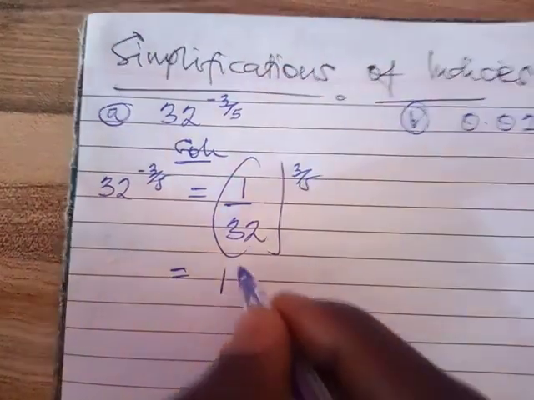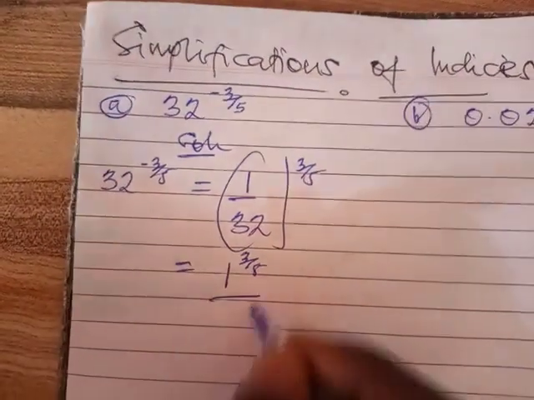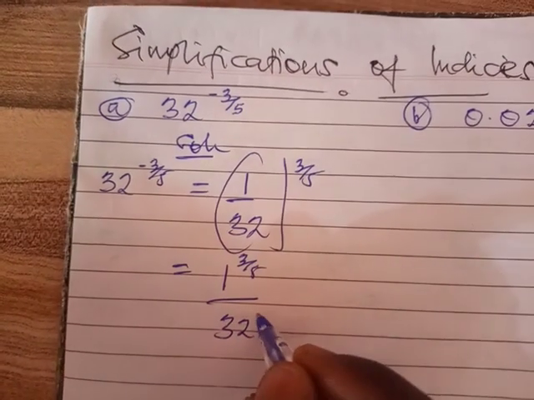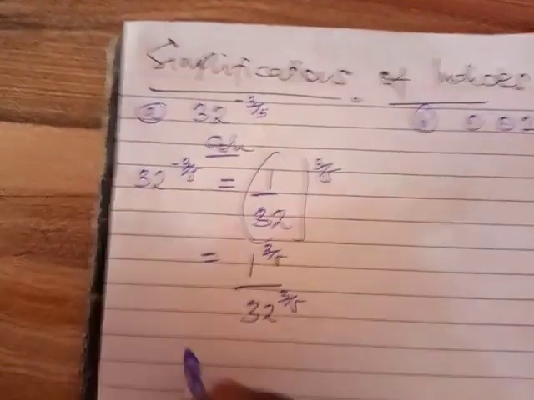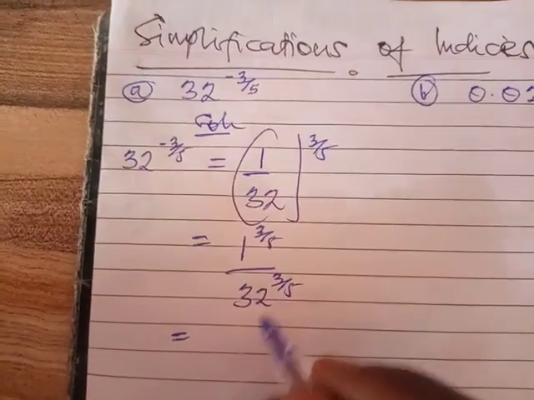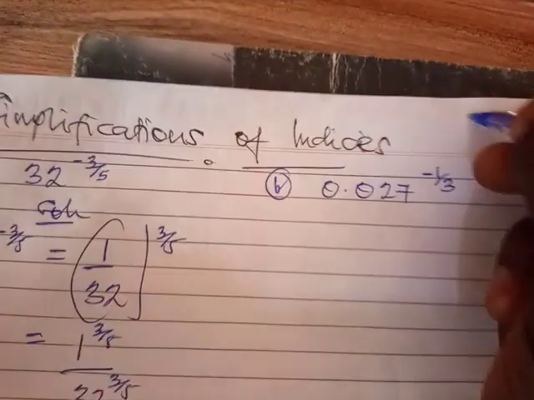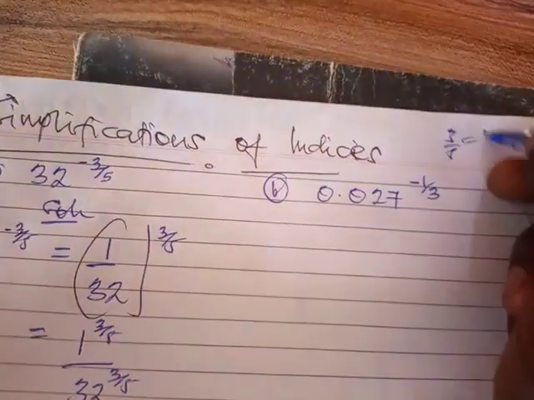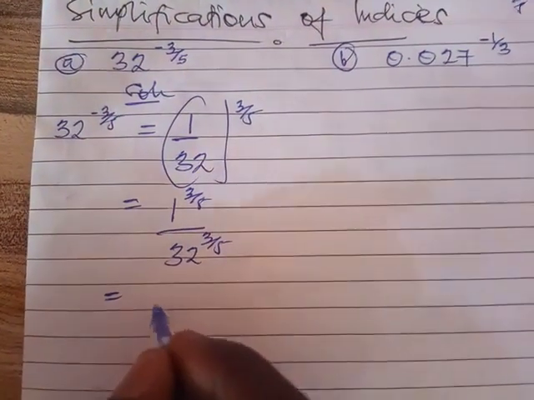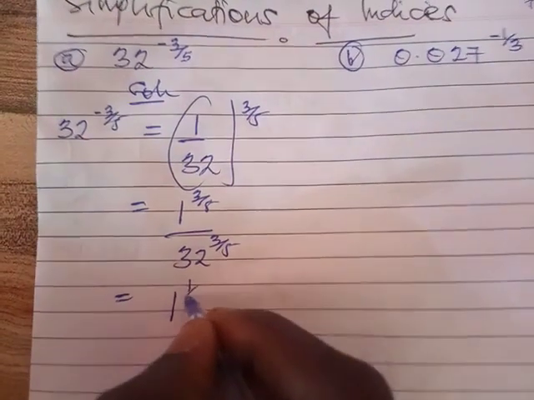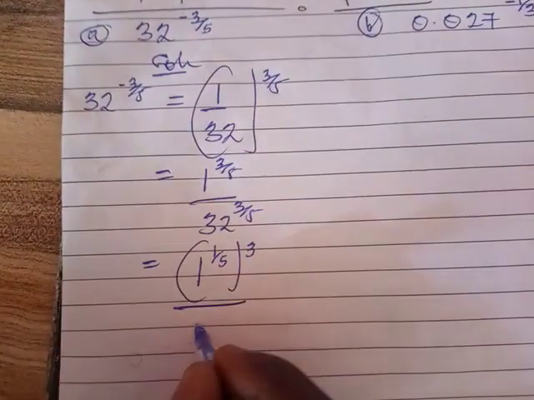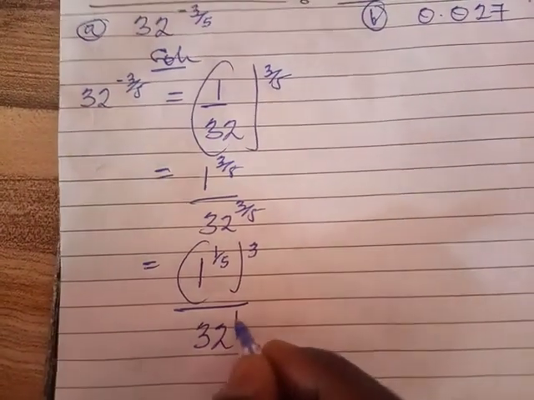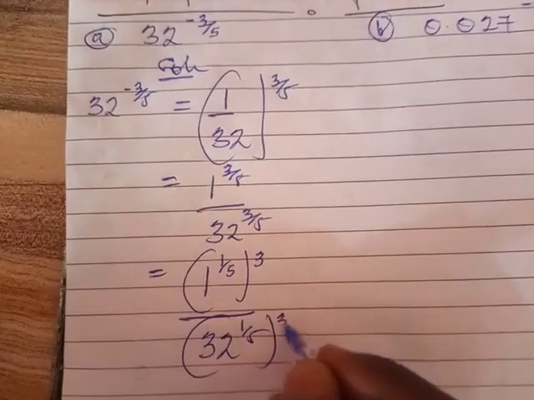Now the 1 here will be influenced by the exponent 3 over 5, the same as the 32 will be influenced by the 3 over 5. Now 3 over 5 can be written as 1 over 5 times 3. So this can be written as 1 over 5 times 3, and 32 here can be written as 32 to the 1 over 5 times 3.